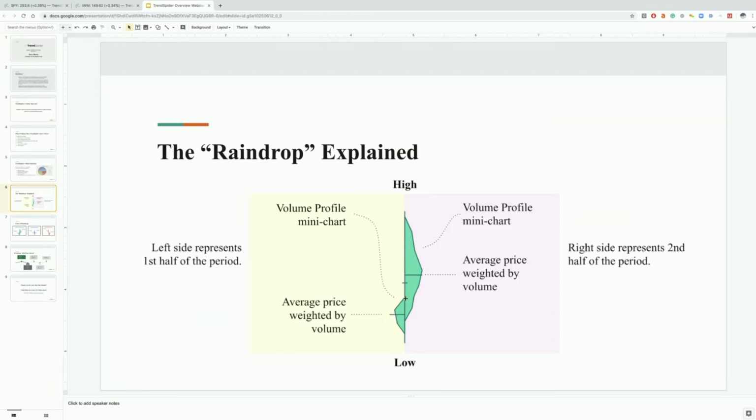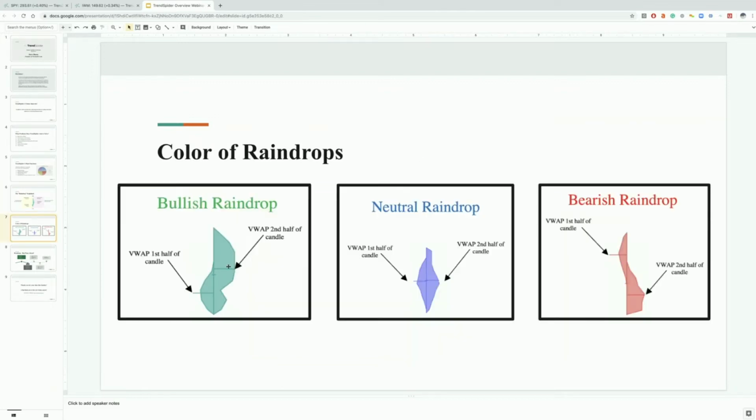So the function of the color is based on where the second half of the period's VWAP is. In this case, you can see the right side is higher than the left side, so that's green. In this case, this is blue when both sides are equal to each other within 2% or less. And then the bearish raindrop is when you have the second half of the period's VWAP lower than the first half. So in this case, you can see it's kind of opposite what we just looked at. You can see the volume flowing into the second half of the period, creating new lows in price.